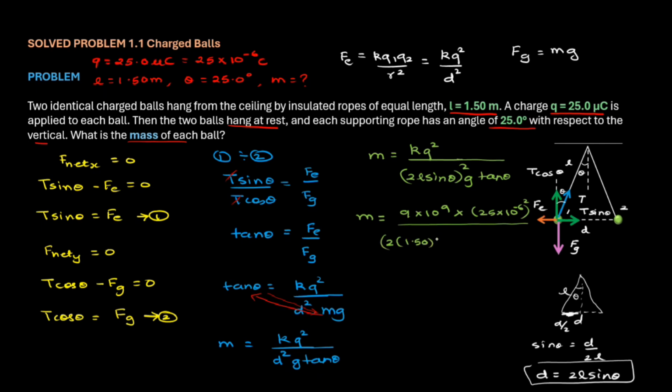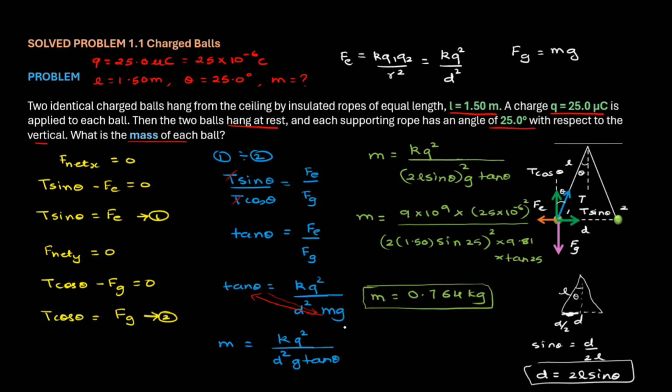1.50, sine of the angle theta, which is 25, squared, g is 9.81, times tan of the angle 25. And when you solve this, you get the mass of each ball to be equal to 0.764 kilogram.